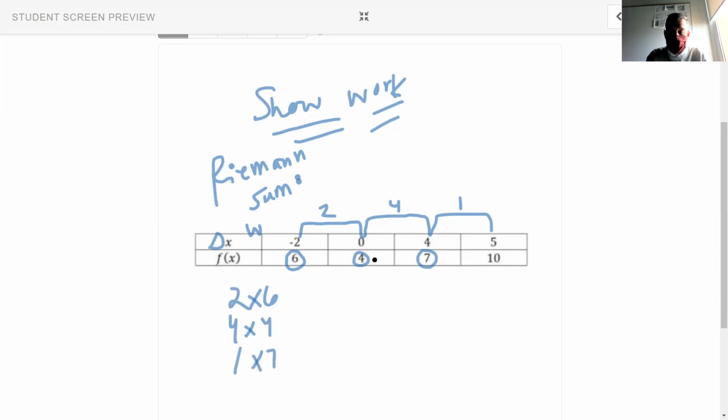And since we're finding the area underneath a curve, we're going to find those 3 areas, and we're going to add them up. That's going to be your answer. Okay, so Riemann sum is width times height. I knew the 6, 4, and 7 because it was a left Riemann sum. Area, area, area, bang. Next.